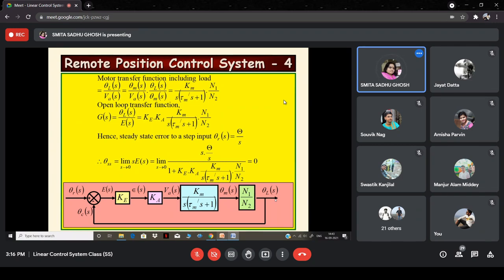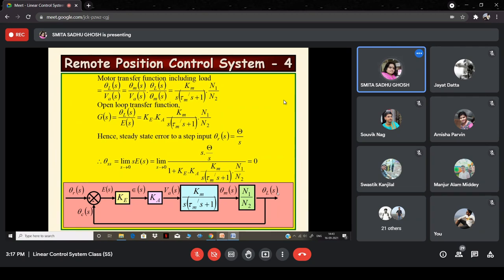Now, the question may arise that if there is some change in the command signal, naturally again there will be transients. But since the error is going to be 0 in the steady state, theta L will finally converge again to the new value that you have put over there. So whatever input position is given will be followed at the output side.